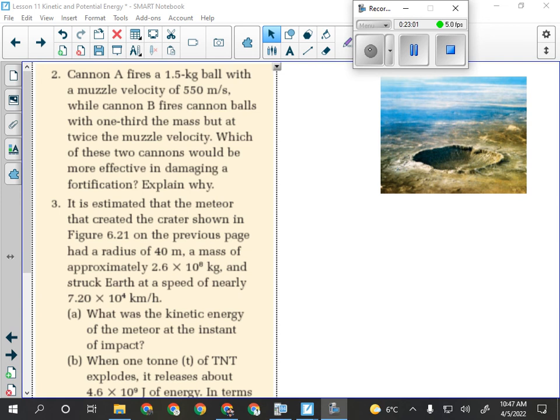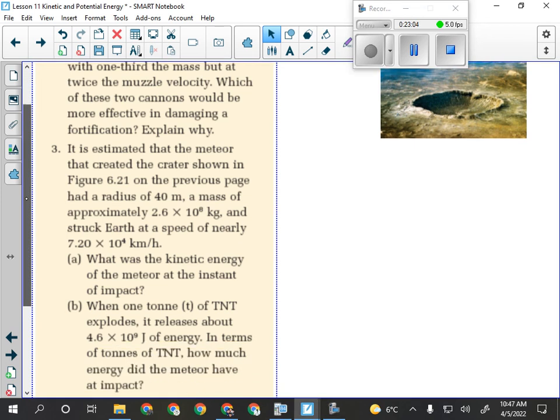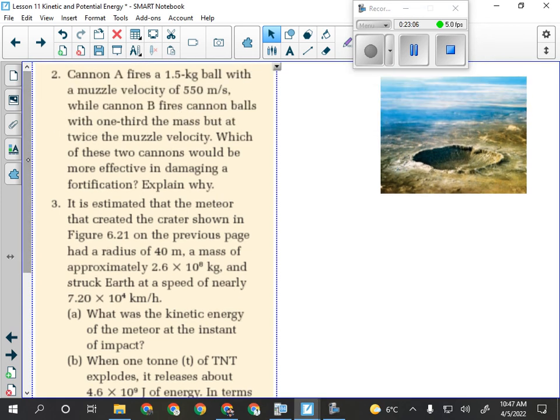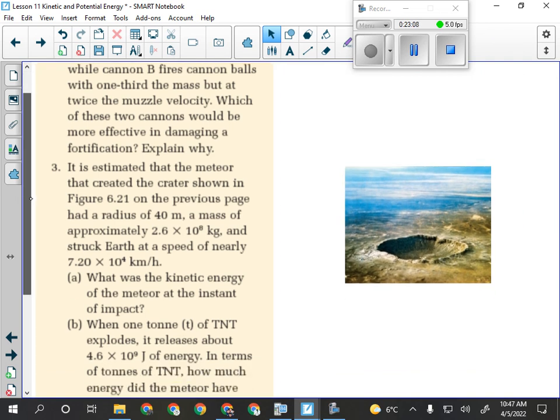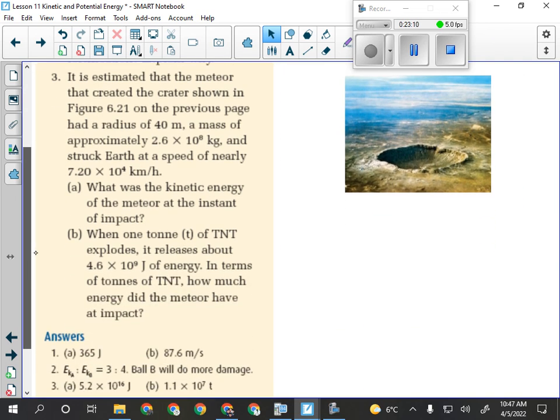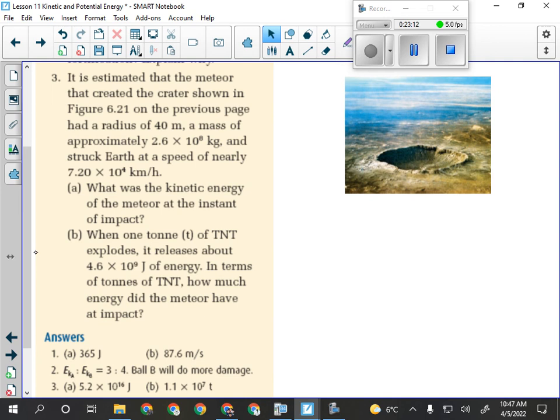All right, for number 3, we're talking about this crater here. Meteor Crater is in Arizona, and it's estimated that the meteor that created it was about 40 meters in radius and had a mass of approximately 2.6 times 10 to the 8 kilograms. So it would have fit pretty neatly inside of the running track.